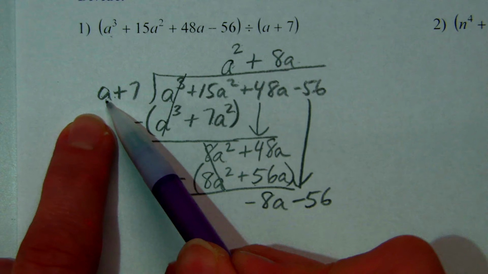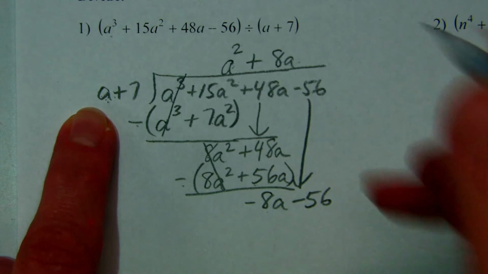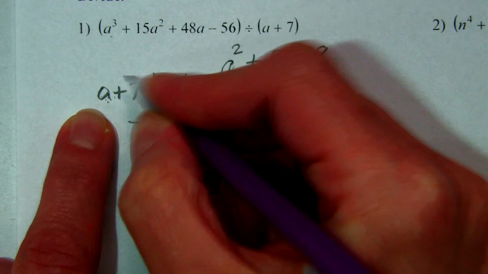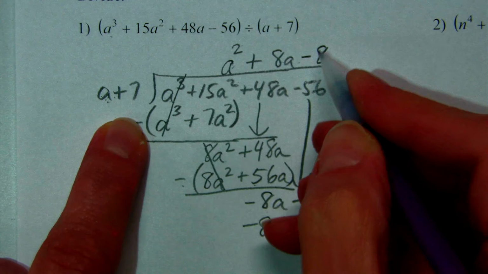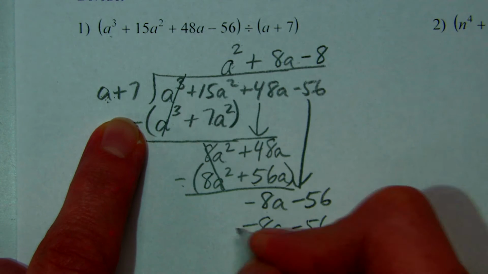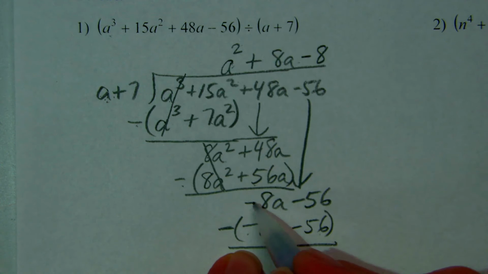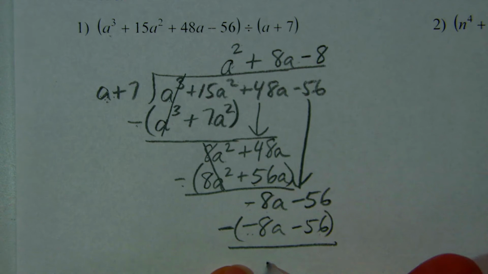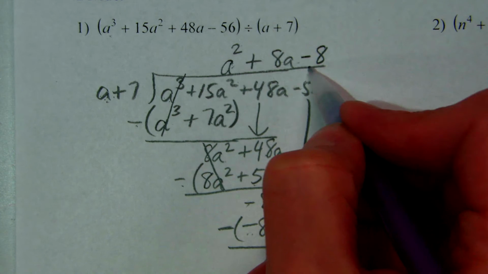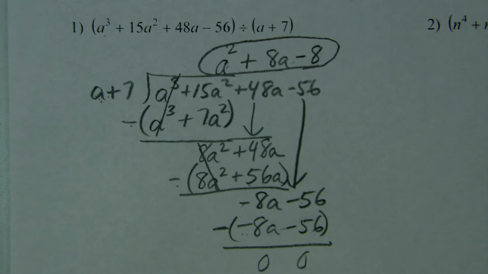So I ask myself, what would I take times a to get negative 8a? We get negative 8. So negative 8 times a is negative 8a. Negative 8 times 7 is negative 56. And then we're subtracting these, which would actually change these to plus. So I'd have a negative and a plus here, which gives you 0. A negative and a plus here, that gives you 0. So it all zeroes out, no remainders, and this is my solution. So in the examples for this video, there will be no remainders. I will make a new one when we get to remainders.